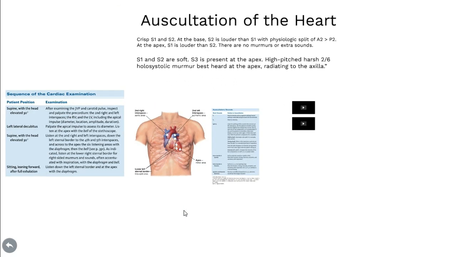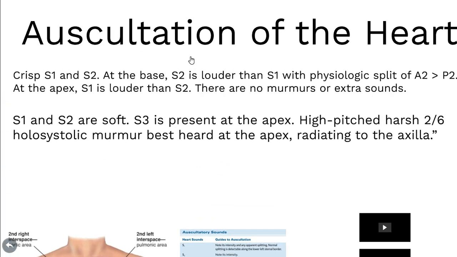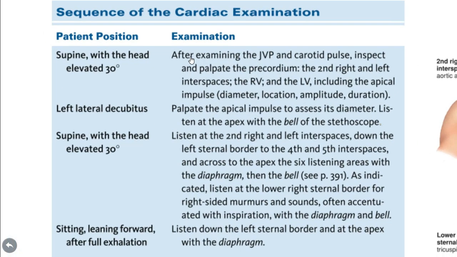For the auscultation of the heart, this is how it is described. Normal: S1 is crisp at the base, S2 is louder than S1 with physiologic splitting of A2 greater than P2, and at the apex S1 is louder than S2. There are no murmurs or extra heart sounds. For others, S1 and S2 are soft, S3 is present at the apex, and there is a high pitched, harsh 2/6 holosystolic murmur best heard at the apex, radiating. This is an example of an abnormal physical examination for auscultation.